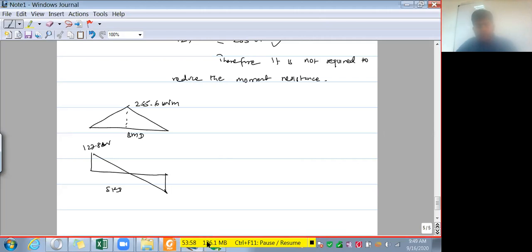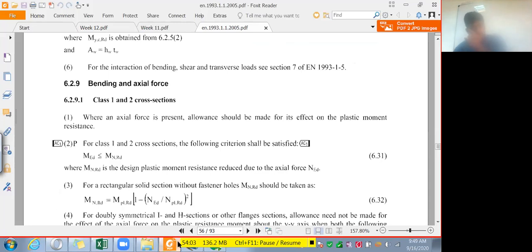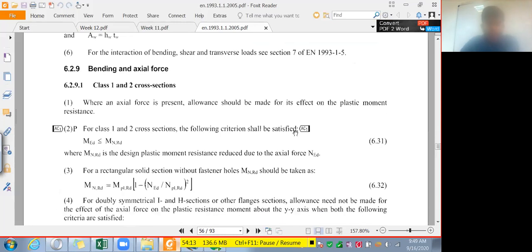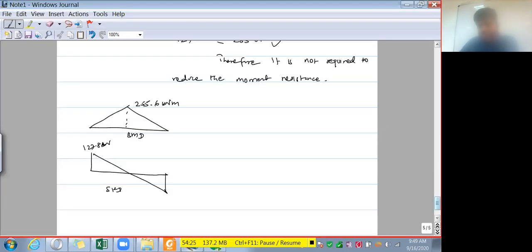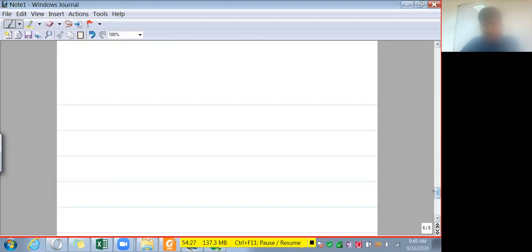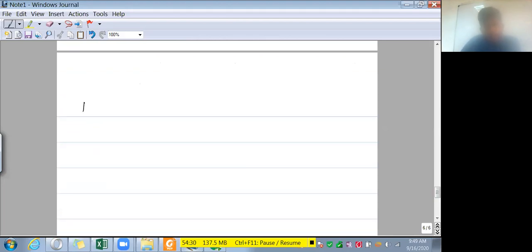Okay, so how to approach it? Where an axial force is present, allowance should be made for its effect on the plastic moment resistance. For class 1 and 2, the following criterion shall be satisfied: MEd should be less than or equal to MN,Rd. Okay, so bending plus axial.